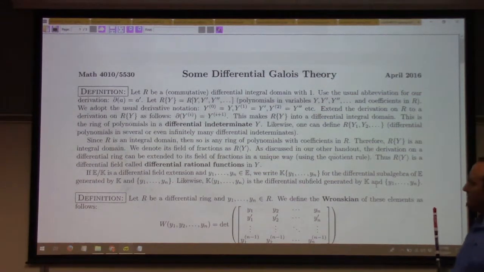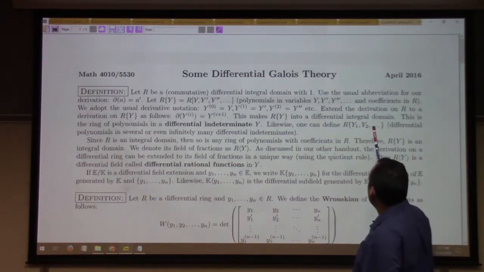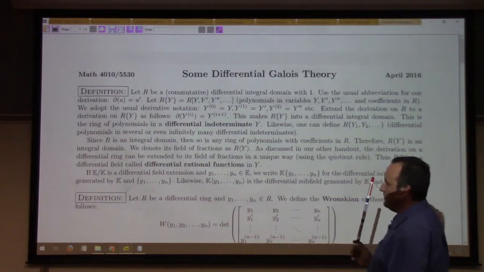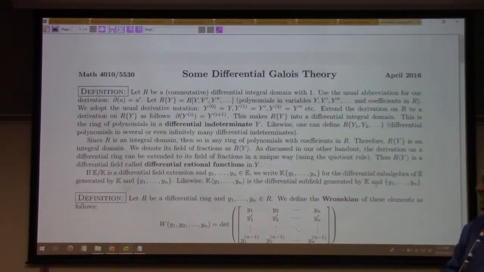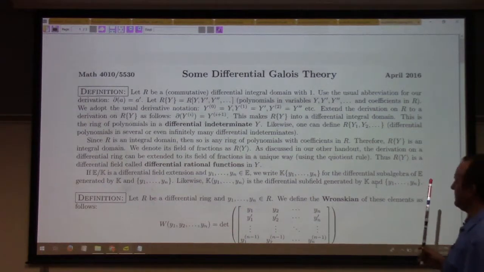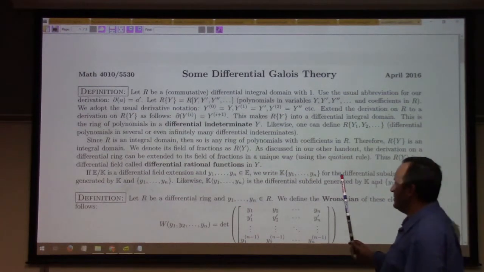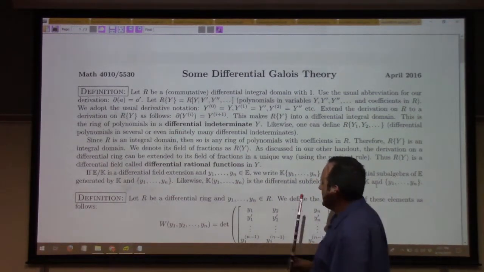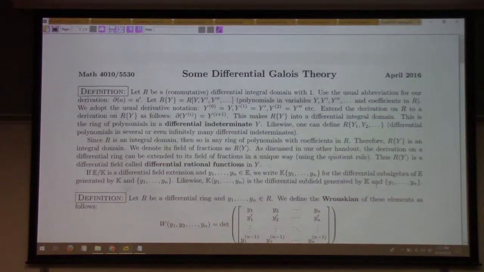Since R is an integral domain, likewise, if you have more than one indeterminate, you can take y1 and all of its derivatives and y2 and all of its derivatives. If R is an integral domain, then that gives you a differential integral domain. And if you take the field of fractions, that would be a differential field, which includes y and all of its derivatives, at least formally.